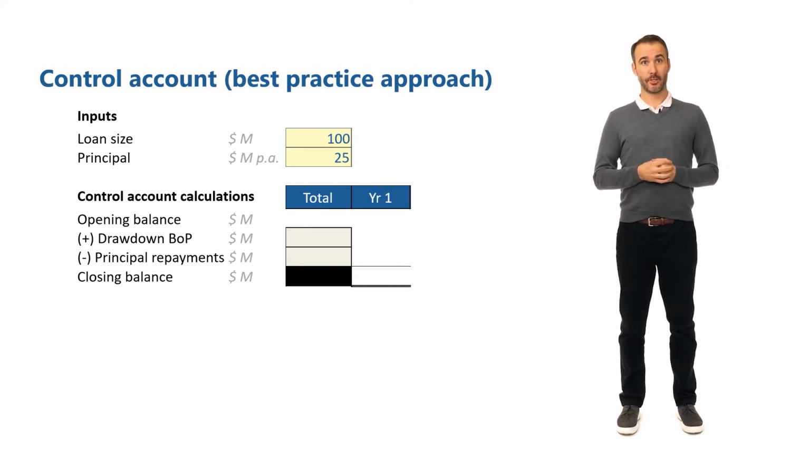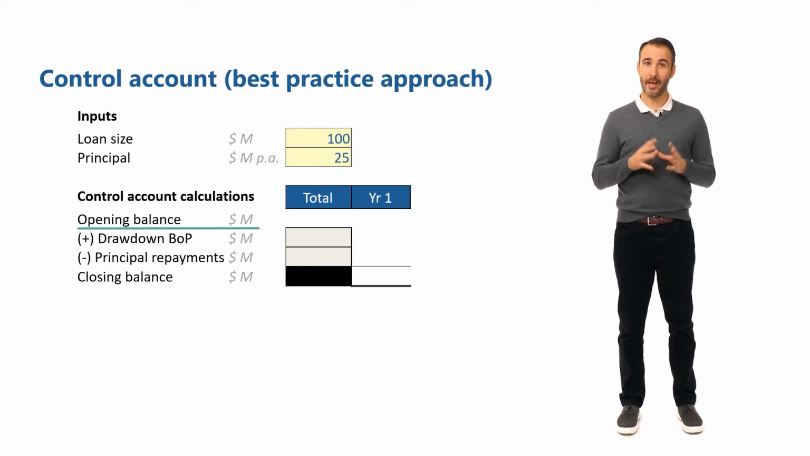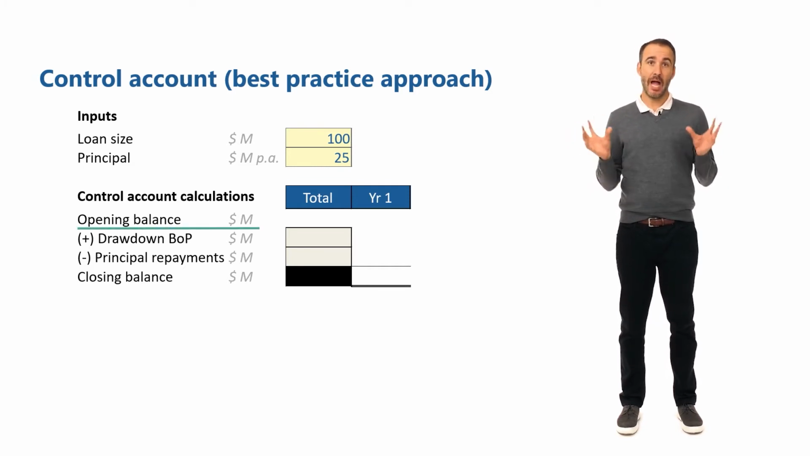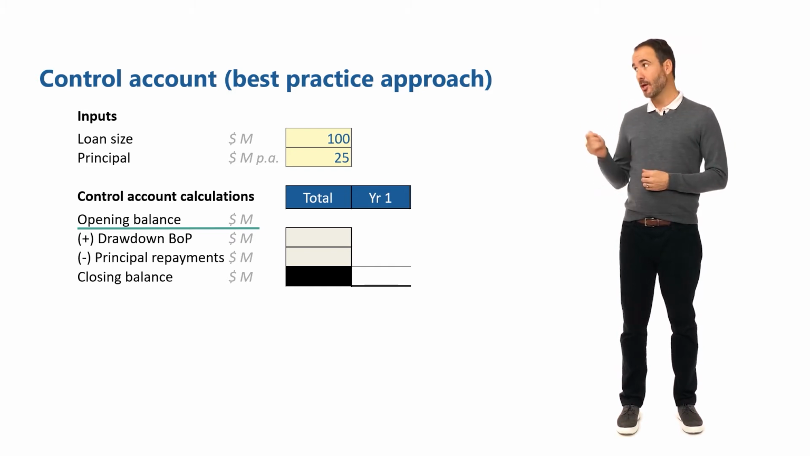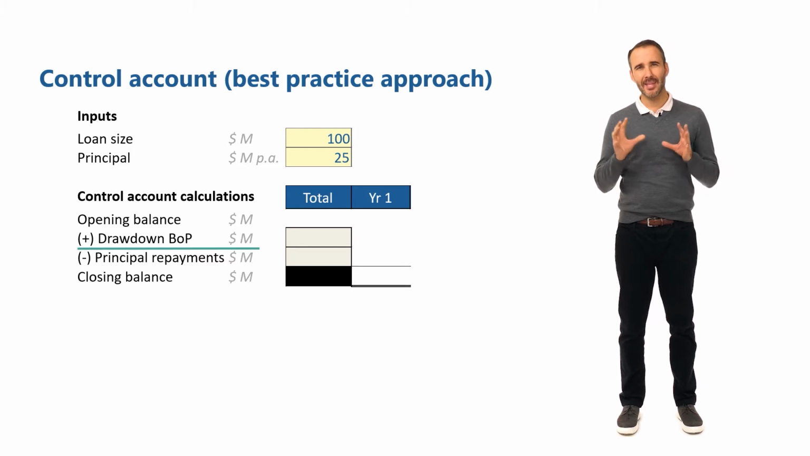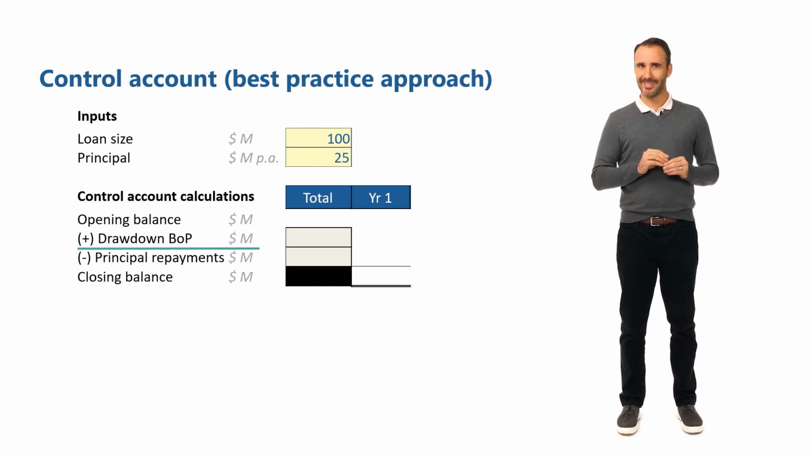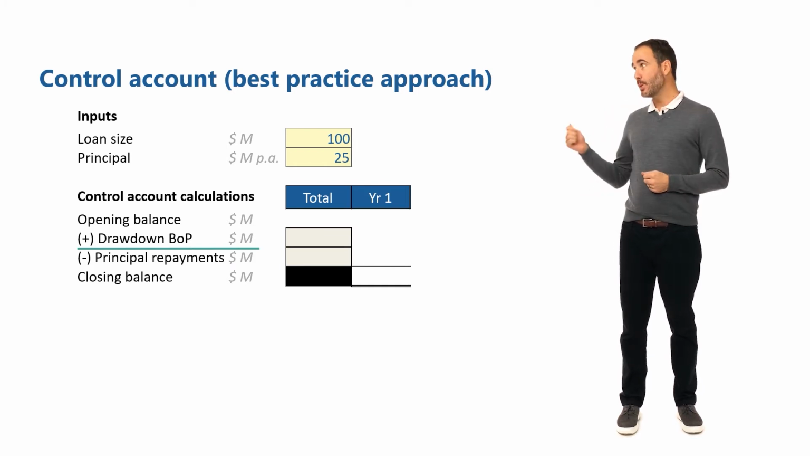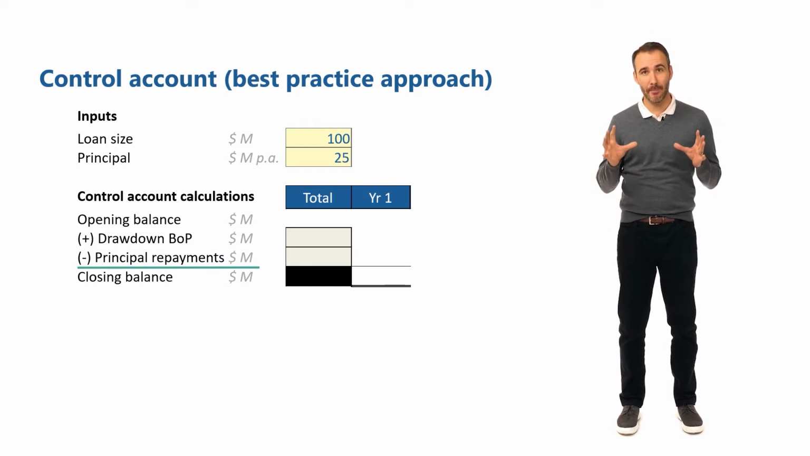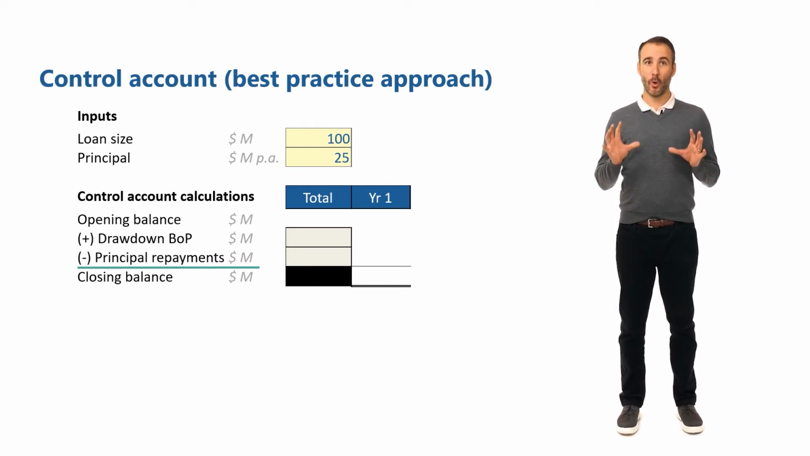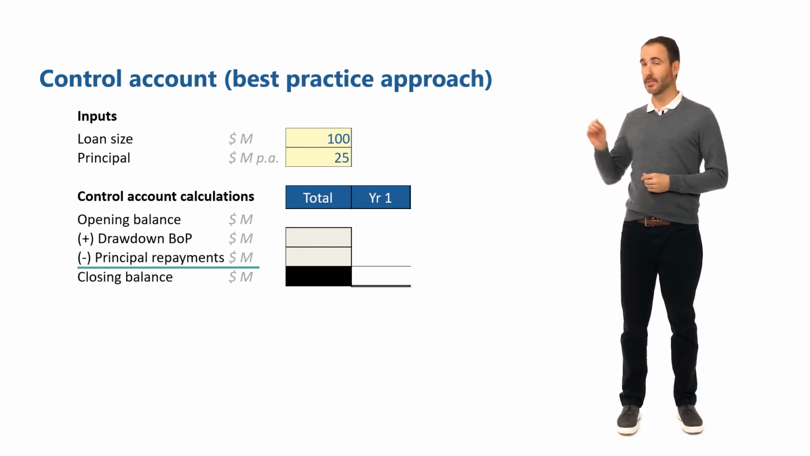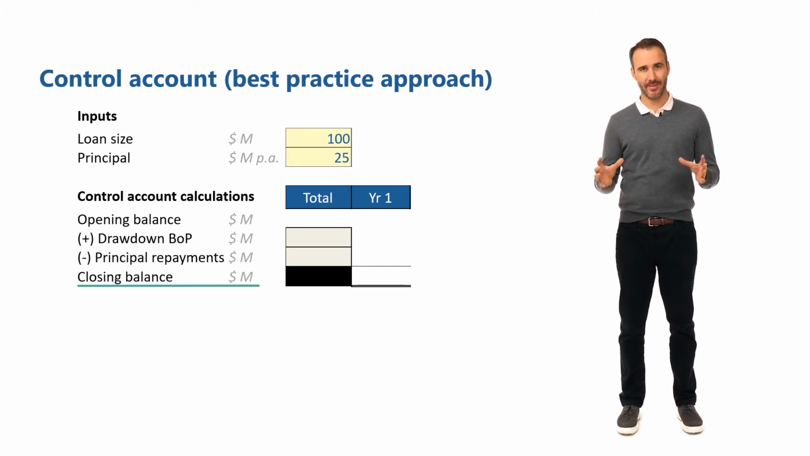And there are 4 labels in the section, being the opening balance, that's the balance of the loan at the start of the period, or how much we owe the lenders. The second, drawdowns, BOP, that's any money I draw down on my loan, in this case in year 1. BOP stands for beginning of period, so I'm assuming the drawdown occurs at the start of the year. Principal repayments, that's the principal I'm paying back to the lenders. We will also assume that occurs at the end of the year. And finally, closing balance. That's the balance of the loan at the end of the year.